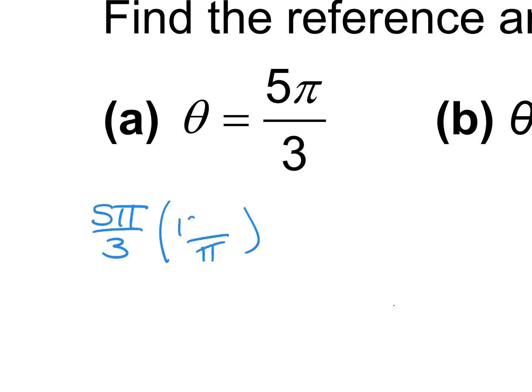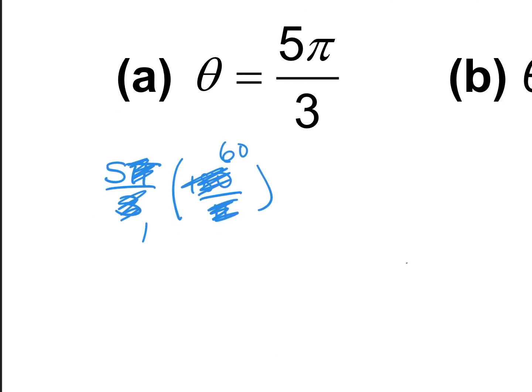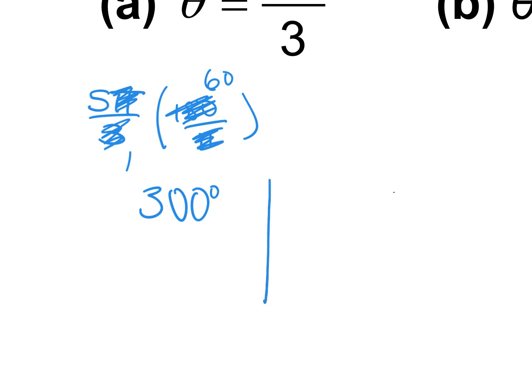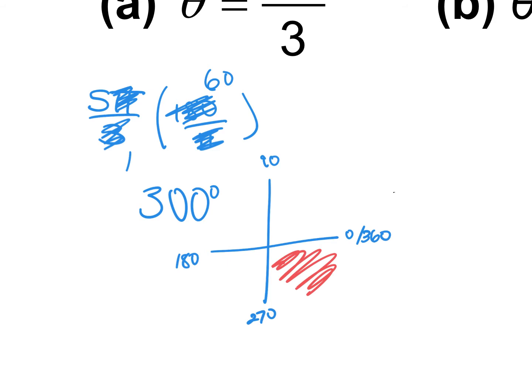So pi goes on the bottom, 180 on top, correct? So 3 goes into 3 one time. 3 goes into 180 60 times. And my pi's cancel out, right? So 5 times 60 is 300 degrees. So the given angle that they're showing us is 300 degrees. So let's think about where 300 is. Some of you don't need to draw this, which is fine. I'm just showing you how visually you can help yourself out. Where is 300? It's in quadrant 4. You guys agree it's over here in between 270 and 360, correct?